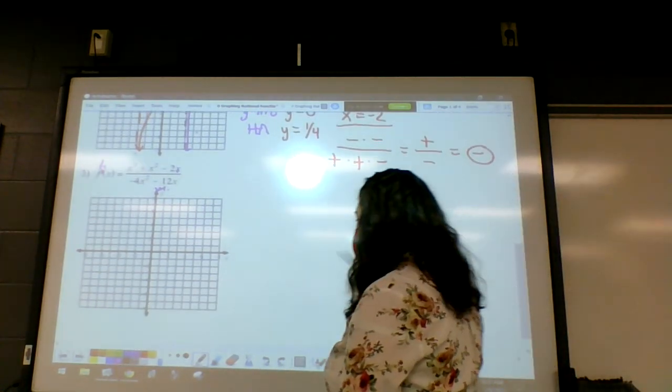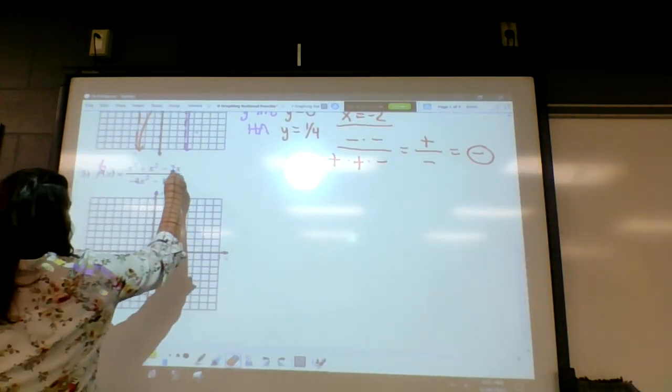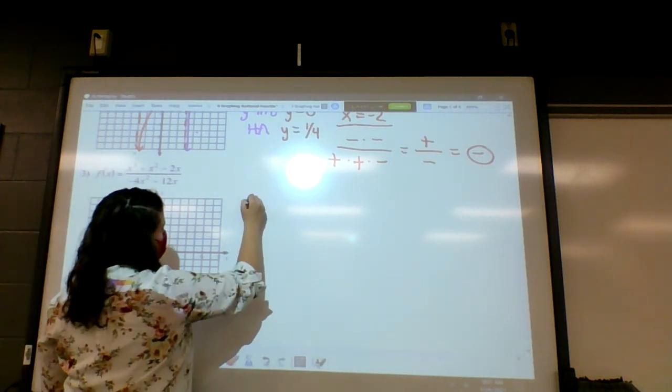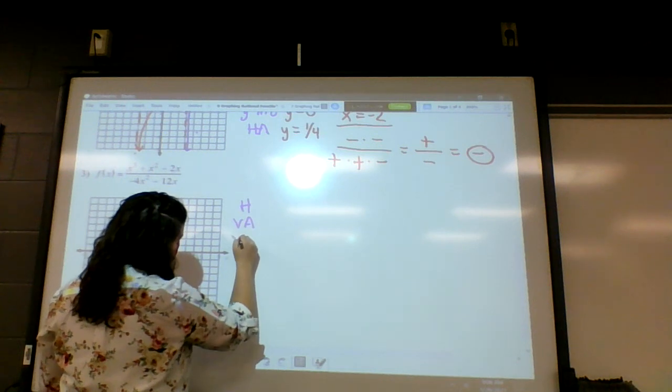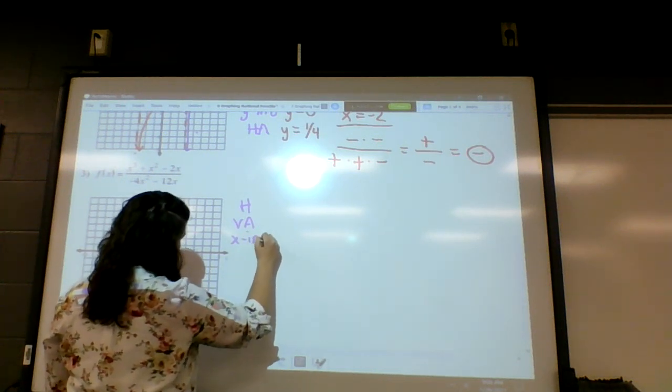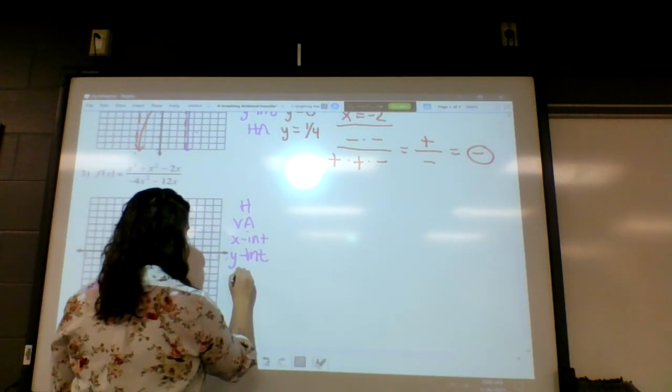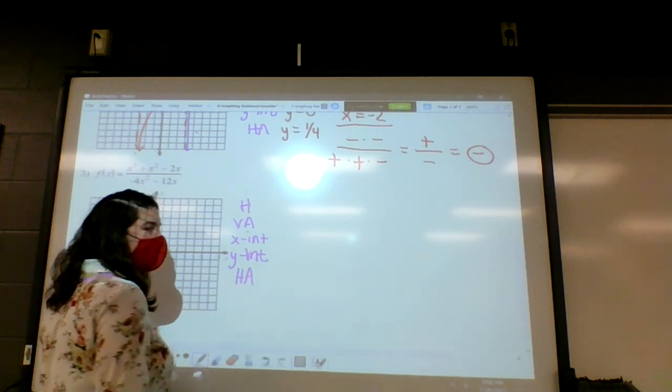All right, I'm going to give you the head start on number 3. See if you can find holes, vertical asymptotes, x-intercepts, y-intercepts, and horizontal asymptotes.